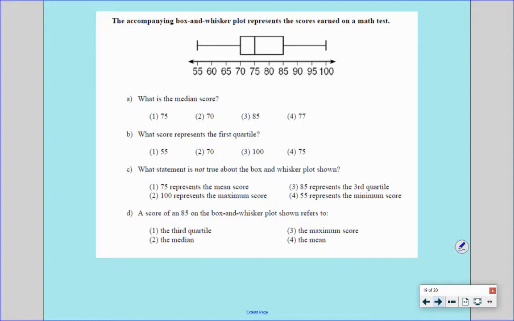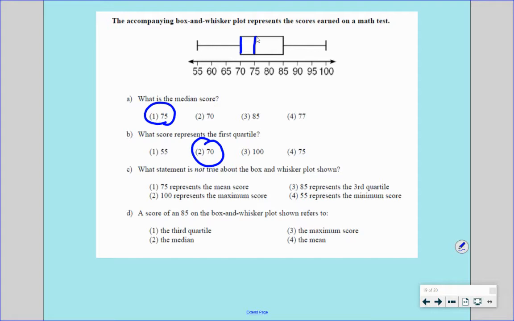What is our median score? Well, remember, on a box and whisker plot, that is the line that is in the center, or the line that's inside the box. In this case, it's 75. So that was our median score. What score represents the first quartile? The first quartile is the one that's the left side of the box. Right here was our first quartile. And that one is 70.